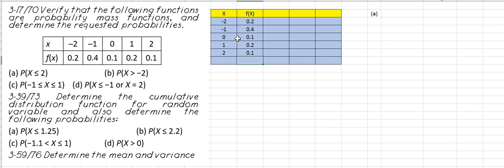The conditions are all the probabilities must be positive, and for the total, if you're going to add this, it should be equal to 1. So indeed, we have verified that this is a valid probability mass function.